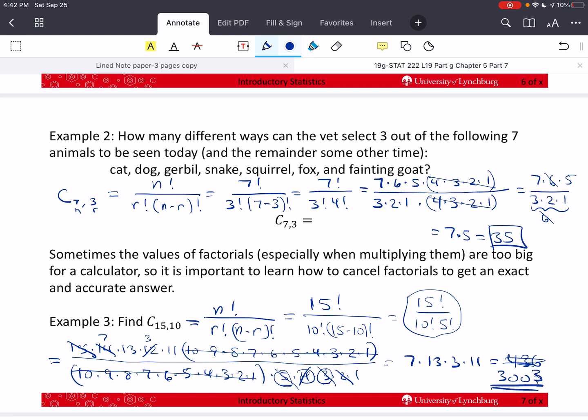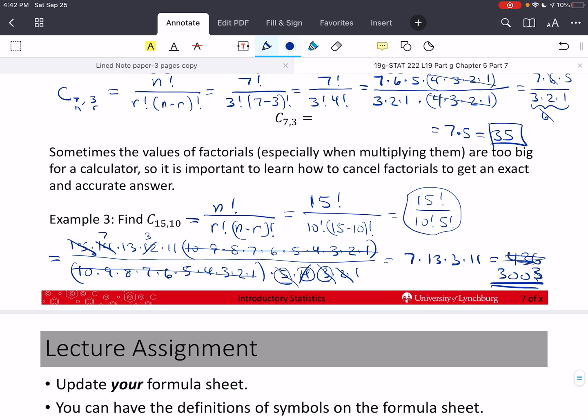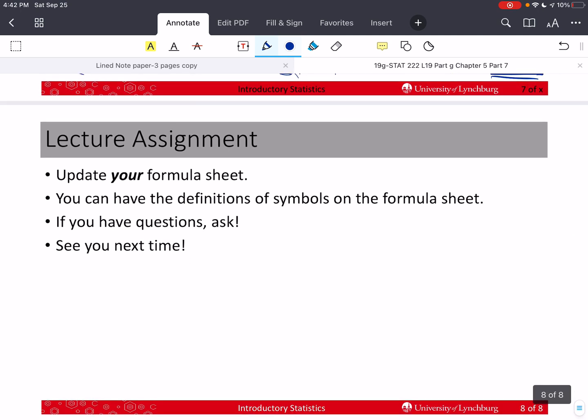So that's how we calculate permutations or factorials and how we calculate combinations. So we're going to use those in the next chapter. I wanted to give you an introduction in this chapter so that it won't be the first time you see it when we get to the binomial. Please make sure you update your formula sheet. Remember, that's your formula sheet. You can put what you need on there so that you can understand the formulas and use them correctly.